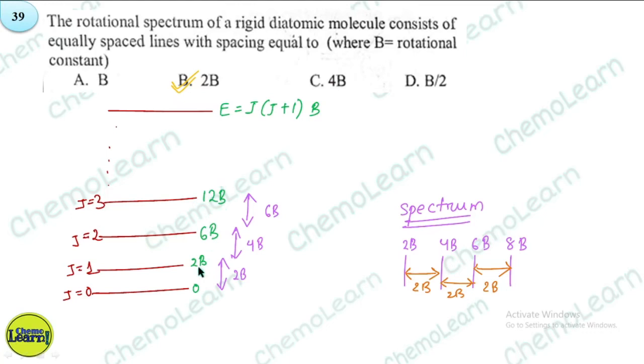So if you plot the spectrum, at 2B we have one line, at 4B we have another line, at 6B another line, at 8B another line, and the spacing between all these lines is always 2B. So the spacing is equal to 2B.